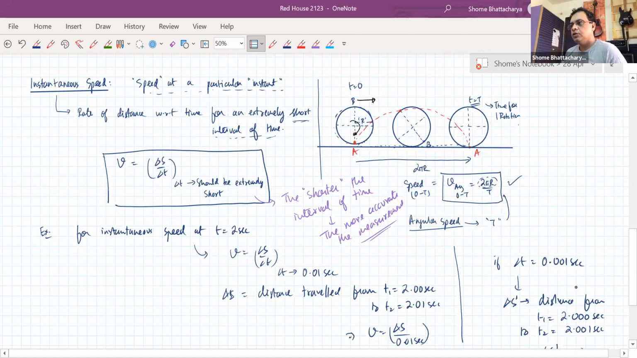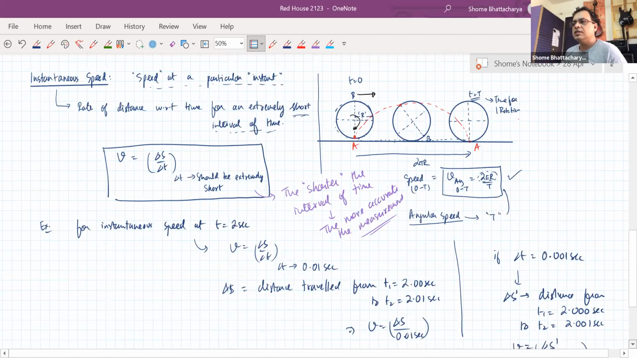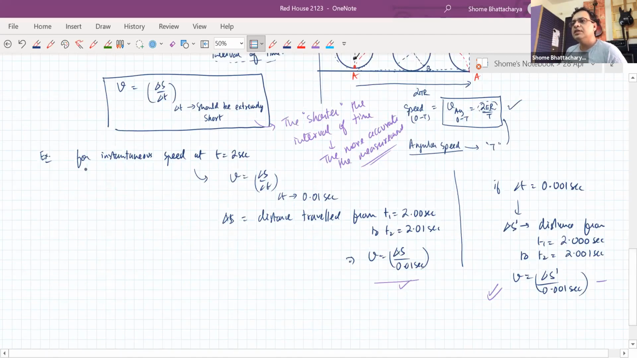Yes, sir. Okay. Now let's apply it to this last example. I want to calculate the instantaneous speed for a moving object at the instant of time t equal to 2 seconds. So what I'll have to do is calculate distance upon time, but for a very, very short interval of time.